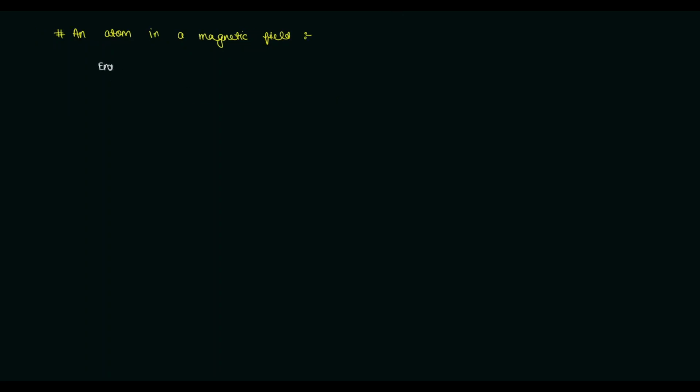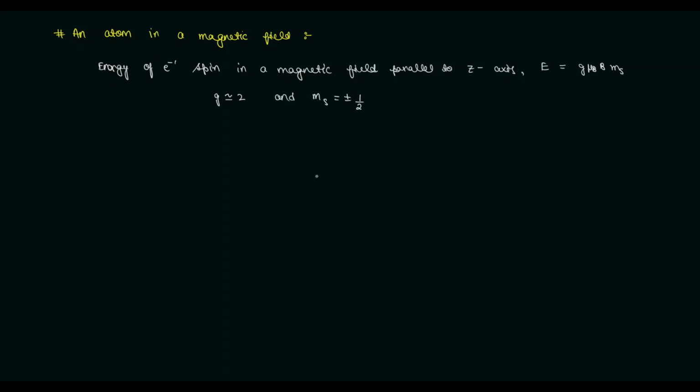Now in the previous video, we have seen that the electron's spin in a magnetic field parallel to the z-axis has the energies equal to E = g μB ms, where g is the Landé g-factor and its value for an electron is equal to 2, and ms can take values plus or minus half. Therefore, the energies will become plus or minus μB.